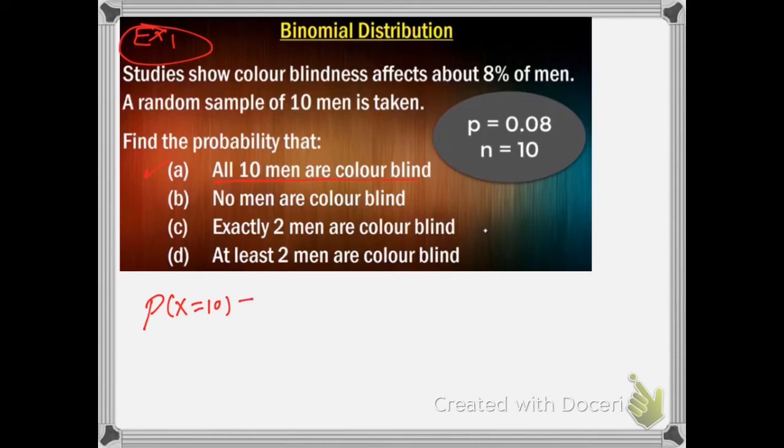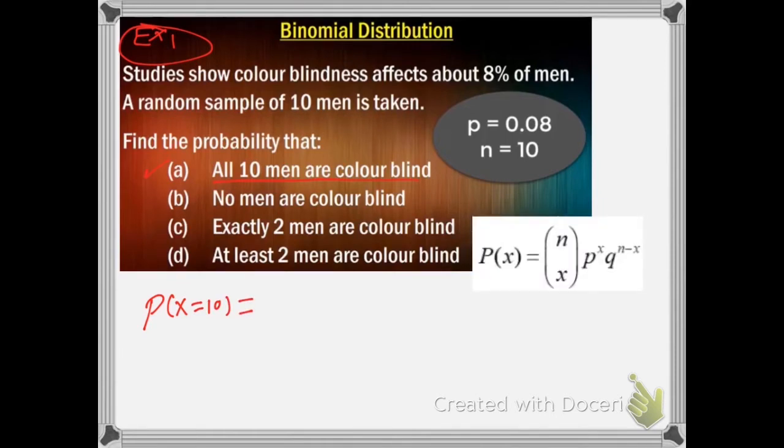Now I will return back to my formula. All I have to do is replace this x in the formula and put 10. This x also, replace it and put 10, and this x also, replace it and put 10. Then let's do that. The combination of n, what is the value of n? He gave it to me, 10. And what about x? x equals 10.